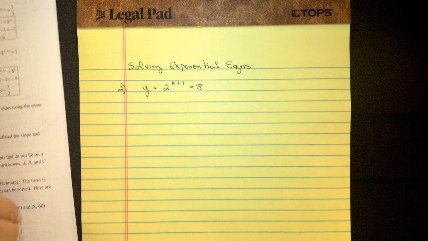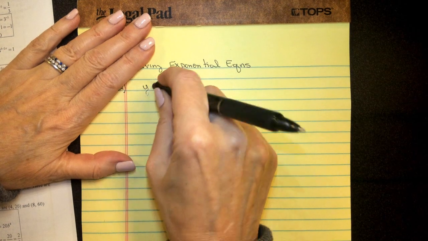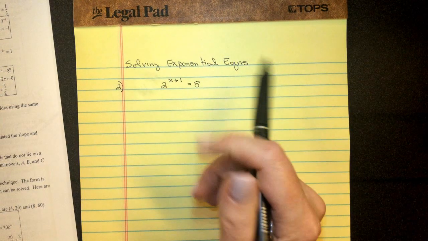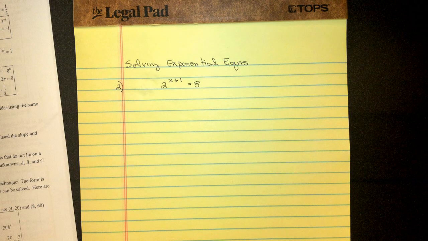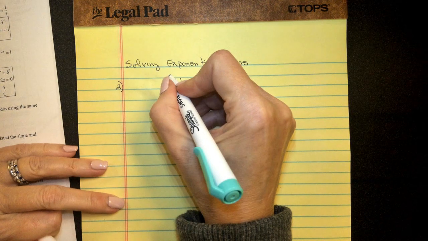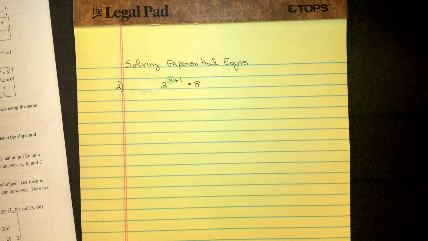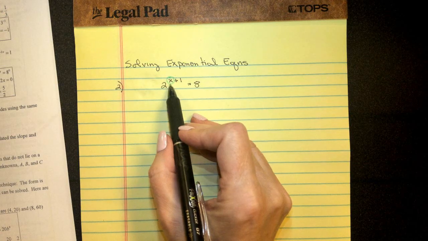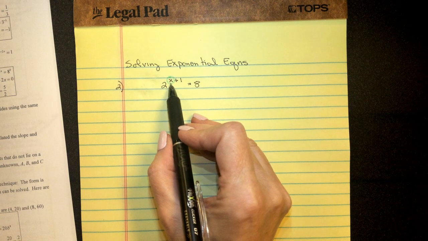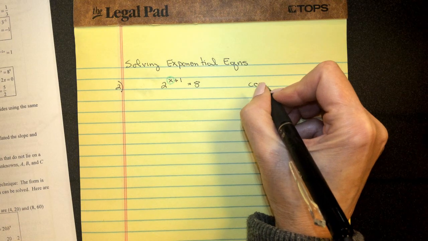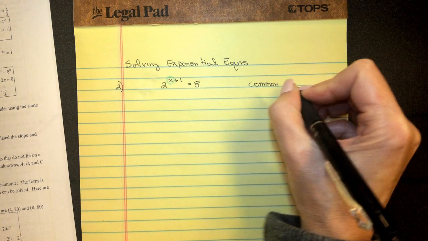Everybody, this is Mrs. Anderson, and we are going to just practice a few exponential equations and how to solve them. So our goal is that we are going to solve for x right here. Okay, but we are not able to solve for x when it's up in the exponent, so we have to do something called a common base.